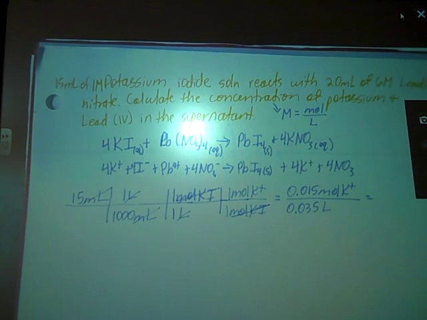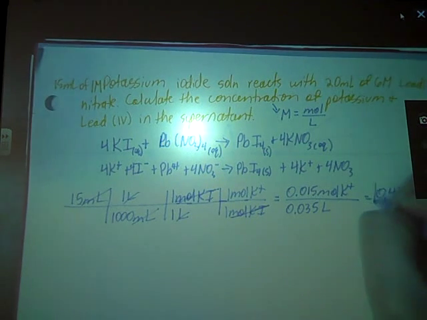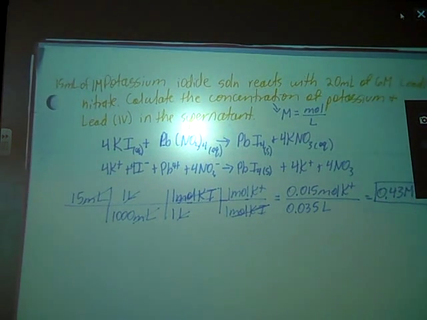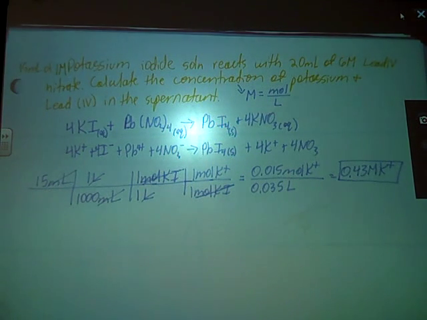There we are. So 0.015 divided by 0.035 gives us 0.4. How many sig figs can I have? 2. 0.43 molar solution of potassium iodide. Potassium. Why do I keep doing that? Yeah, goofball. Make sure that you have number, unit, and thing in that final answer.